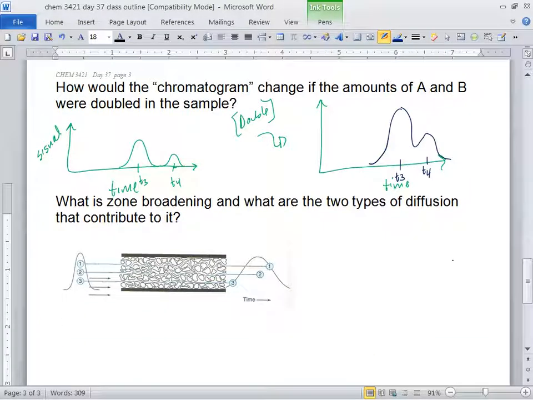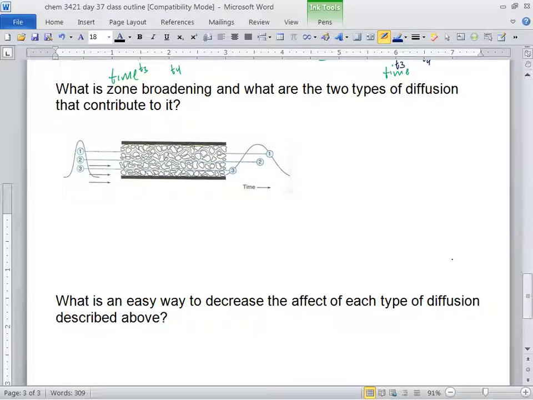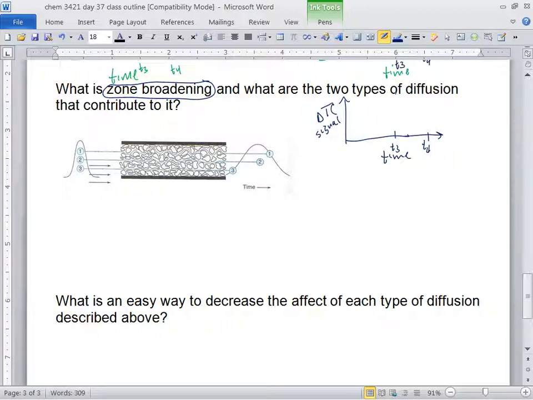Zone broadening. So zone broadening is just the technical jargon for why you don't get, let's draw an idea here. Detector, time, detector signal, trying to draw the axes on a chromatogram. And then we said at T3 and T4, why don't you just get a really high line? Right? Why are there widths to these things? And some are wider than others. That's all about zone broadening.